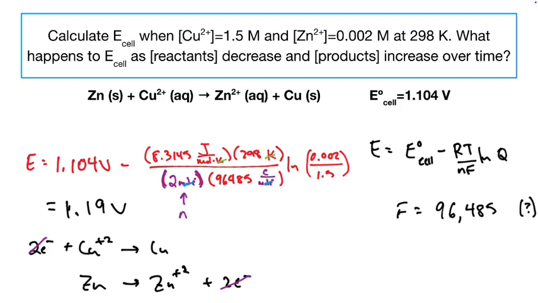Second part of the question. What happens to the cell potential as our reactants decrease and the products increase over time? Does it make sense for our reactants to decrease and our products to increase over time, or should it have gone the other way?